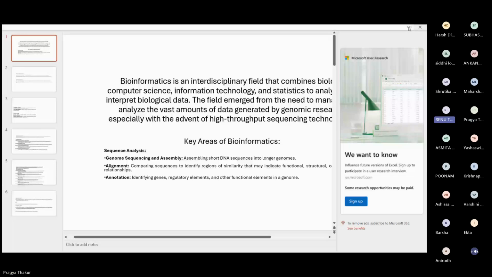Because combines after that bio and second line statistic too.